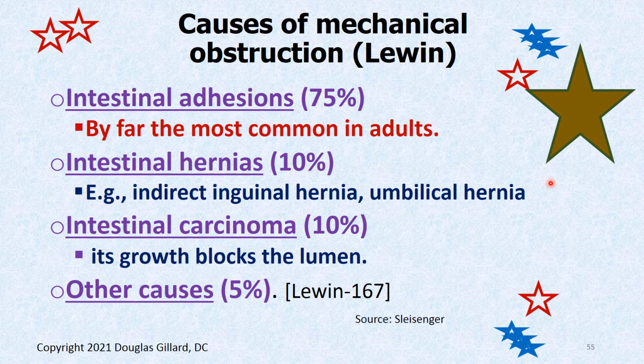So what are the causes of this mechanical obstruction? By far the most common type is intestinal adhesion, which of course we'll talk about later. But in adults anyway, that's the most common type. Hernias, where you have a defect in the abdominal wall and the intestine goes through that hole and gets pinched by the hernia, are about 10%. And we'll get to hernias. Intestinal carcinoma, that was like the picture I drew, where you get something growing in the lumen. Other causes as well.